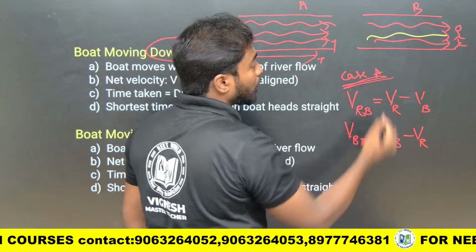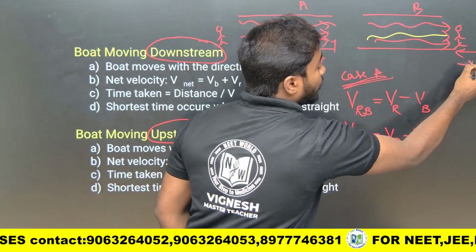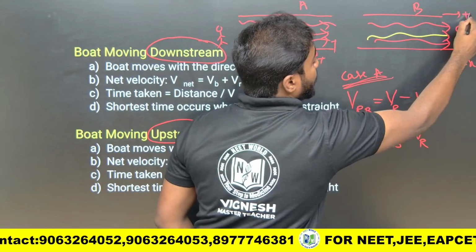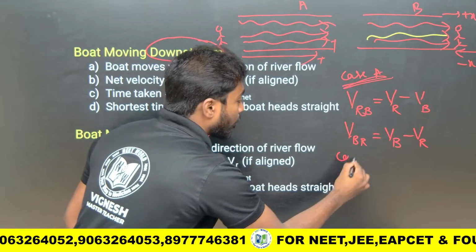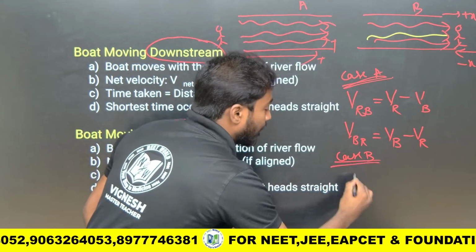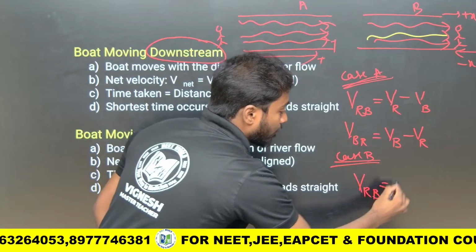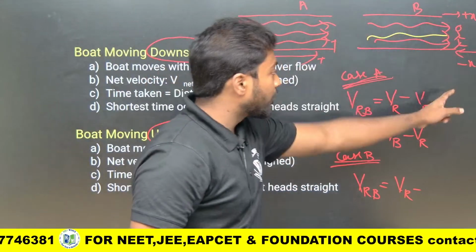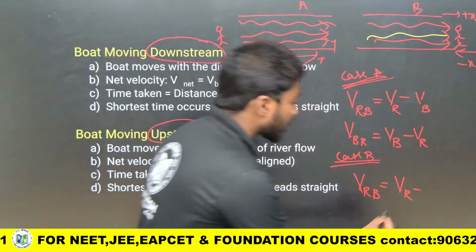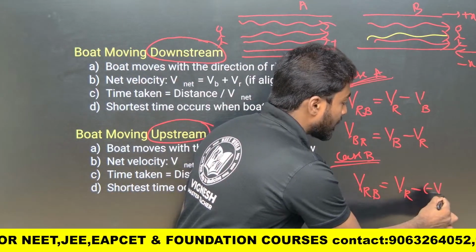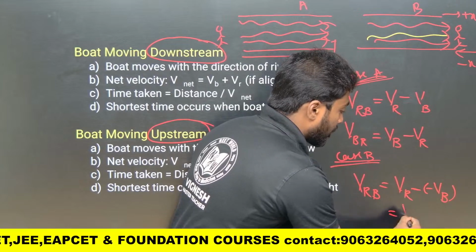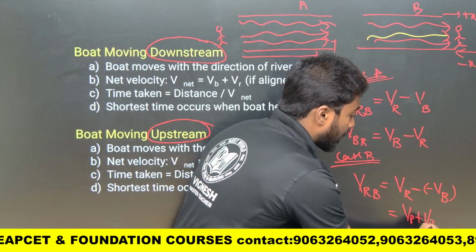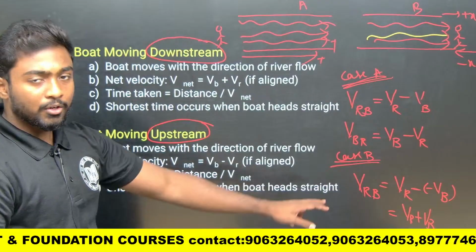Now if you see this one, the buoy is coming in the negative x direction, the river is going in the positive x direction. Now case 2, case B, velocity of the river with respect to the buoy. So velocity of the river minus, okay, velocity of the river is in the positive direction, velocity of the buoy is in the negative direction, so minus of minus VB. So VR plus VB. Hope you got it.